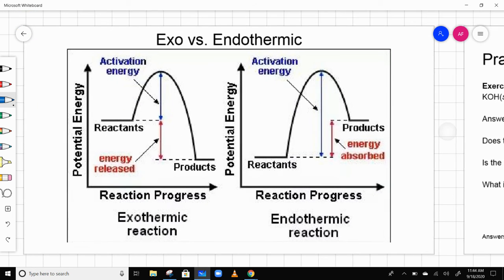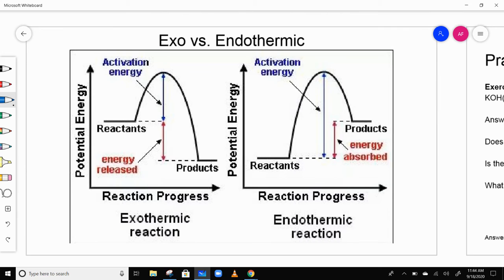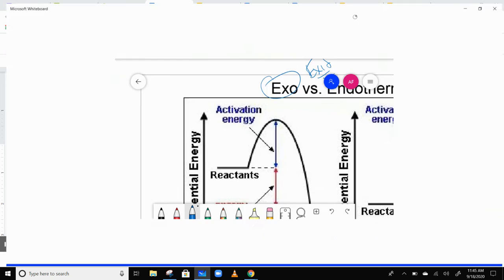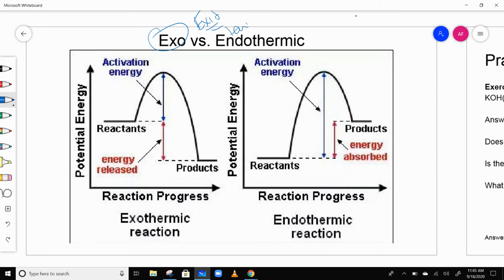Okay, exothermic versus endothermic. This should be a little bit of review from chemistry. Exo, heat is leaving the system. Exo, exit. It leaves the system, so we lose energy. From reactants to products, we have less energy. Energy is released. Exothermic exits.